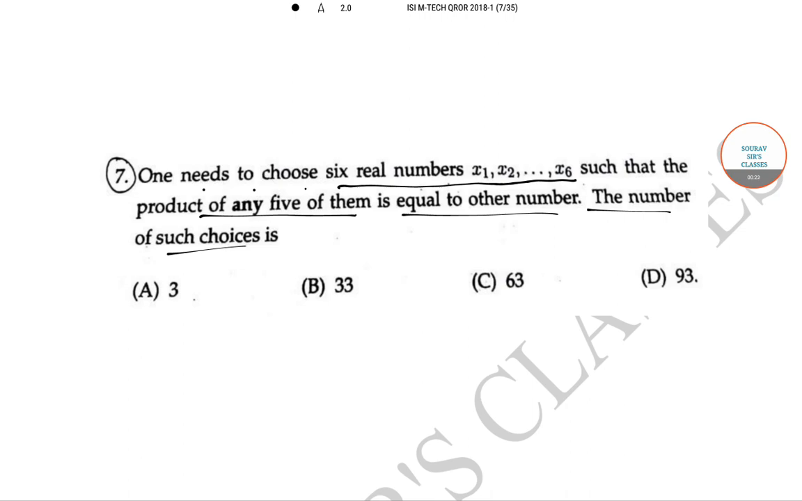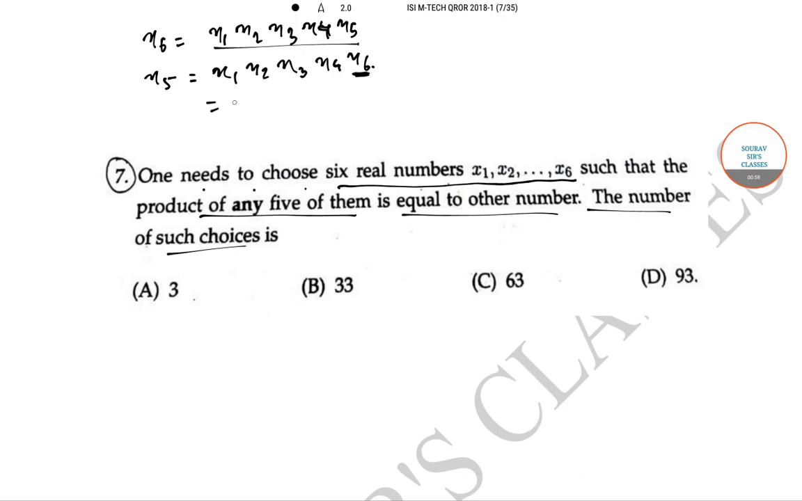Since the product of any 5 of them is equal to the other number, say x6 is equal to x1 into x2 into x3 into x4 into x5. Now also, it may be possible that x5 is equal to x1 into x3 into x4 into x6. Now, if we substitute the value of x6 from this equation, we'll get x1, x2, x3, x4 whole squared into x5.